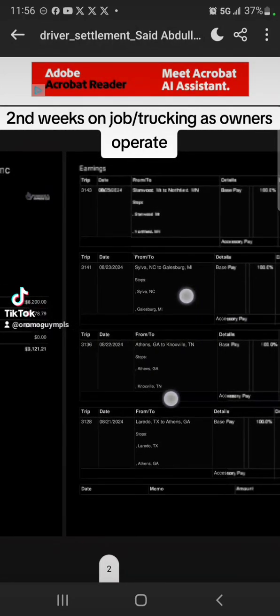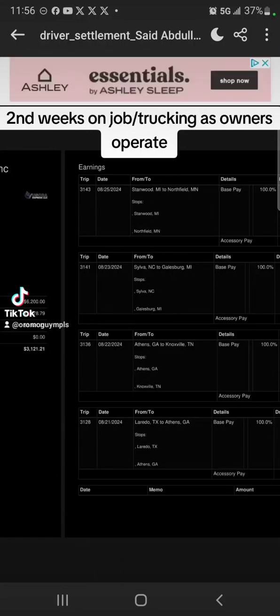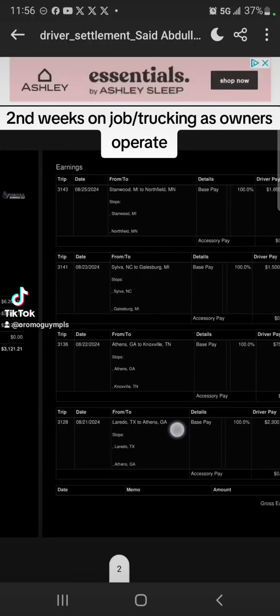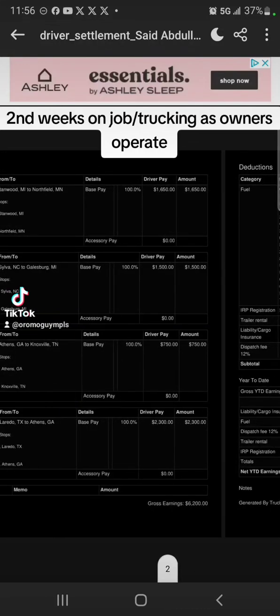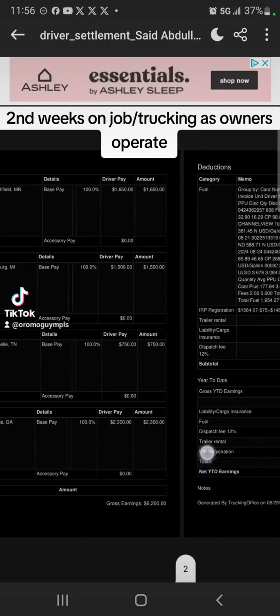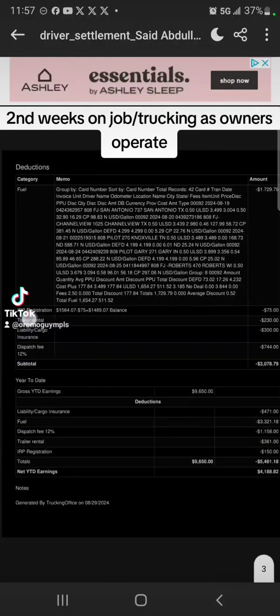First, I'll show you the deliveries that I made. See that right there? I made four deliveries. One is $1,650. The other one is $1,500. And then the third one is $750. And then the last one is $2,300. That is a total of $6,200. And then this is the expense.